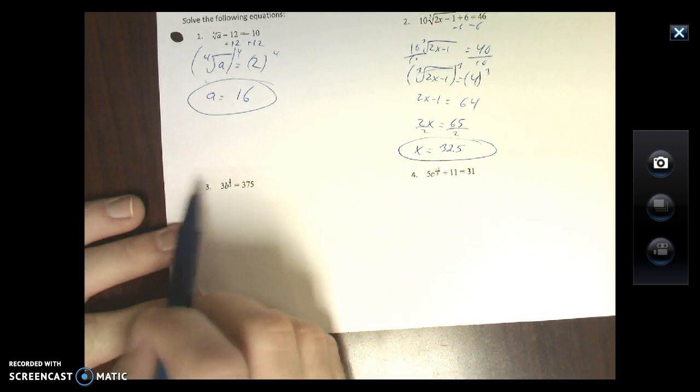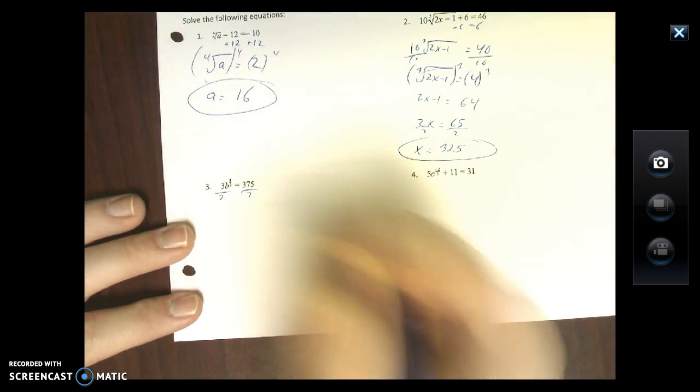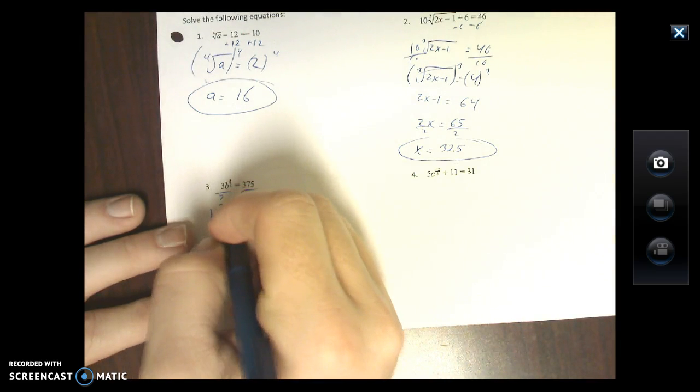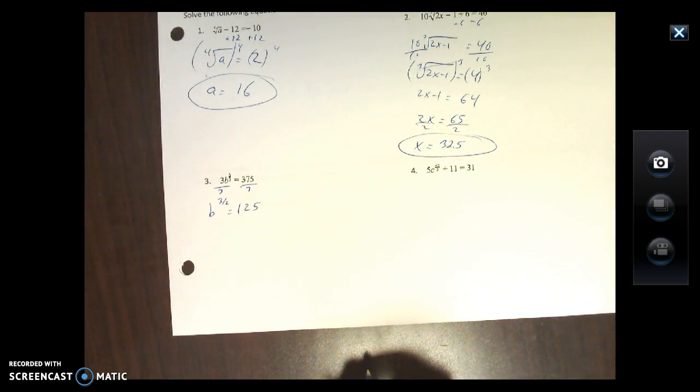Okay, 3b to the 3 halves equals 375. I'm dividing both sides by 3. Guys, I'm always getting my variable by itself first. b to the 3 halves equals 125. Alright, this is the first problem you're going to encounter here that's different.